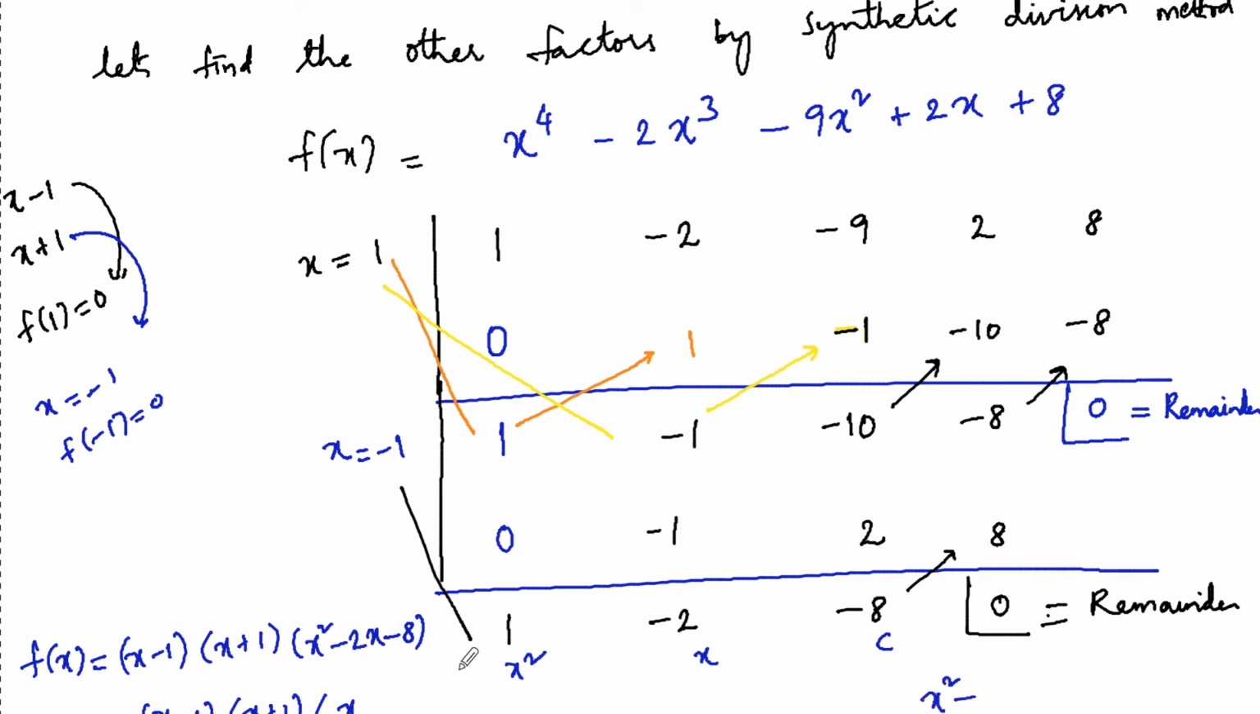x square minus 2x minus 8 can be written as x square minus 4x plus 2x minus 8, so x of x minus 4 plus 2 of x minus 4, so we can add, this is x minus 4 into x plus 2, and hence we can factorize it. x minus 1 into x plus 1 into x minus 4 into x plus 2, this is the factorization.